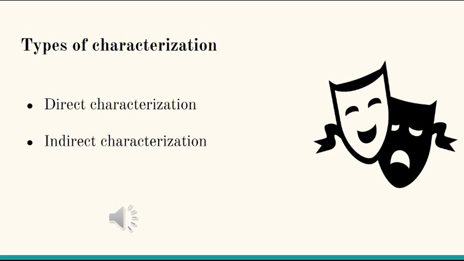We also need to know that there are two types of characterization: direct characterization and indirect characterization. In direct characterization, the author explicitly tells the readers what they want them to know about the character by clearly stating details about the character. In indirect characterization, the author shows who the character is through their speech, thoughts, motivations, actions, and interactions with others.